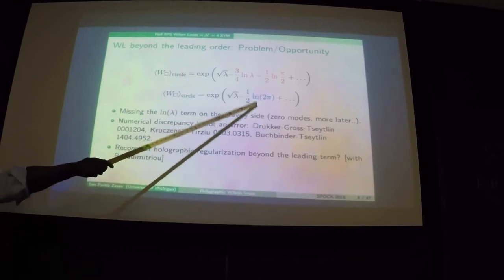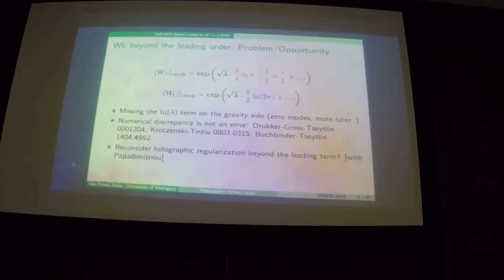But even the finite piece doesn't match. Of course, you can argue that there might be some scheme. I will address that at the end of the talk if I have time. But essentially, this is the status of this problem as of today.